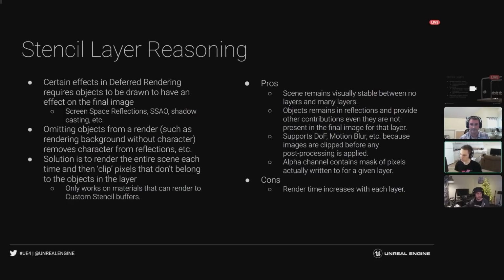We support depth of field and motion blur and TAA because we do this clipping of the images before any post-processing is applied. And finally, if you do have the alpha channel set up correctly, you can get an alpha channel that contains a mask of the pixels that were actually written to for a given layer. As I said earlier, we render against black, but when you combine that with the alpha channel, you can use it as a mask for certain grading operations like gain or offset, I think it is, that would normally lift the blacks, and then when you add them together, you've lifted everything. By using the alpha channel, you can mask that out so that it doesn't lift things that don't belong to that layer.